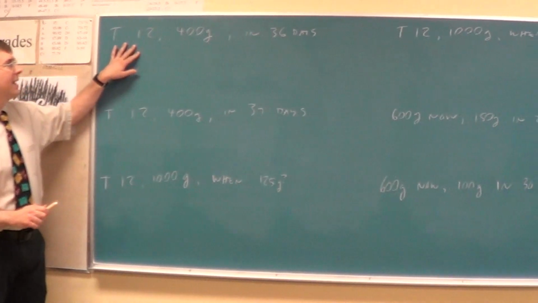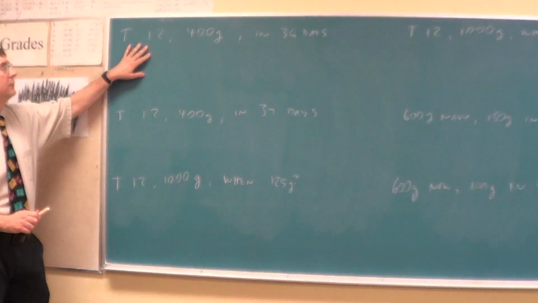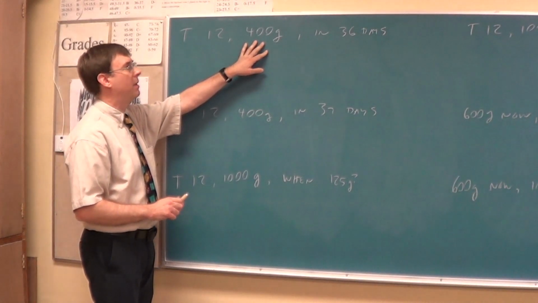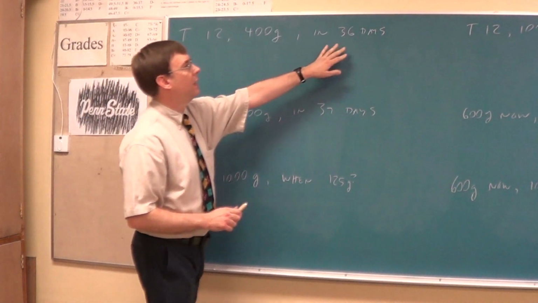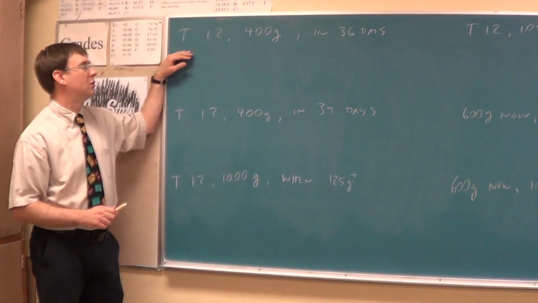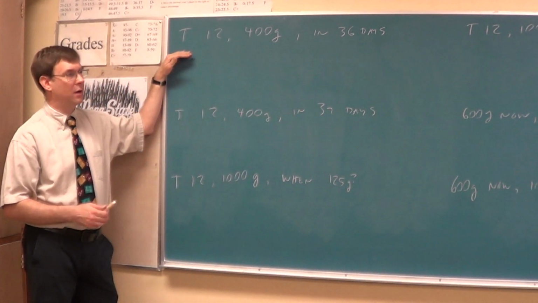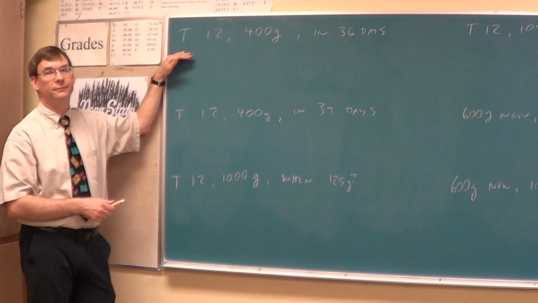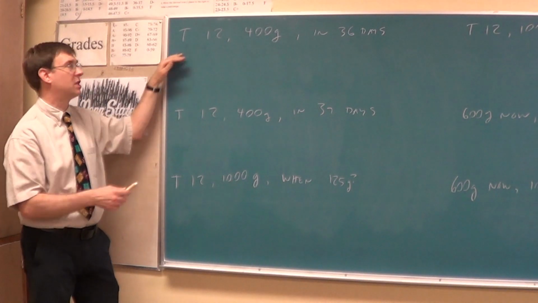So if I tell you the half-life is 12 days, and I have 400 grams of stuff at this moment, and I'm going to say, go! And I want a count in 36 days from today. Do we need serious math to do that, or can I just make stuff cut in half? I can just cut stuff in half.